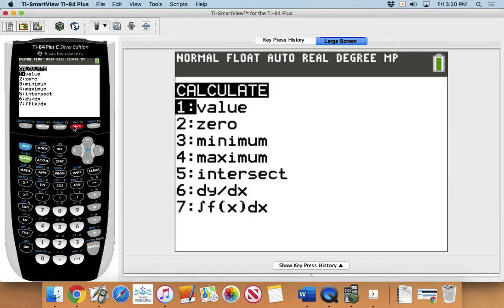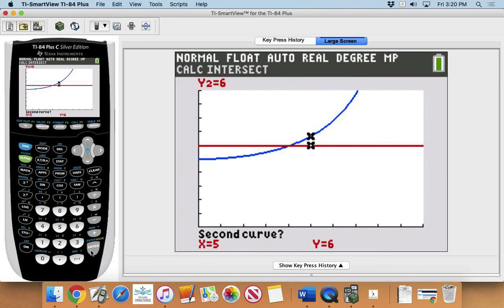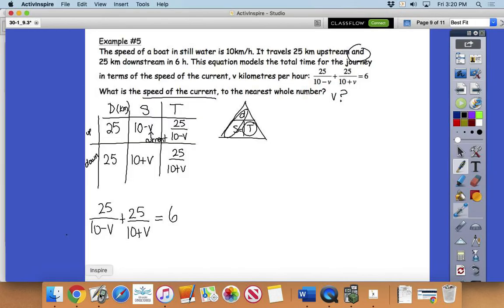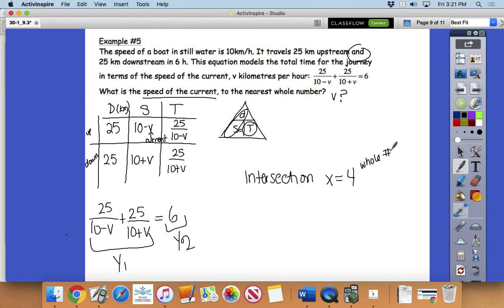Second trace, number 5, which is intersection. Press enter 3 times. You should get, it says to the nearest whole number, that the current will be 4 kilometers per hour for this to make sense. So we found this by doing this as y1, this is y2, and the intersection occurred when x equals 4 if it's rounded to the nearest whole number. And so what we just did was kilometers per hour. Make sure you include the units for this to be correct.